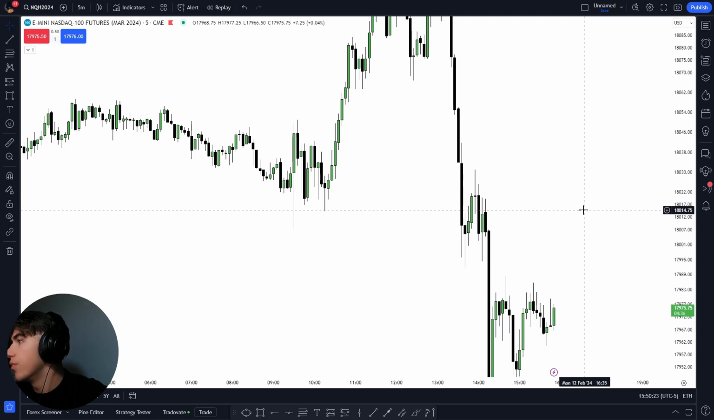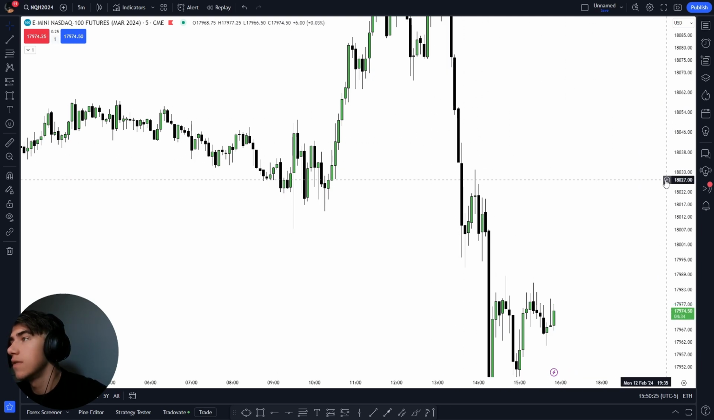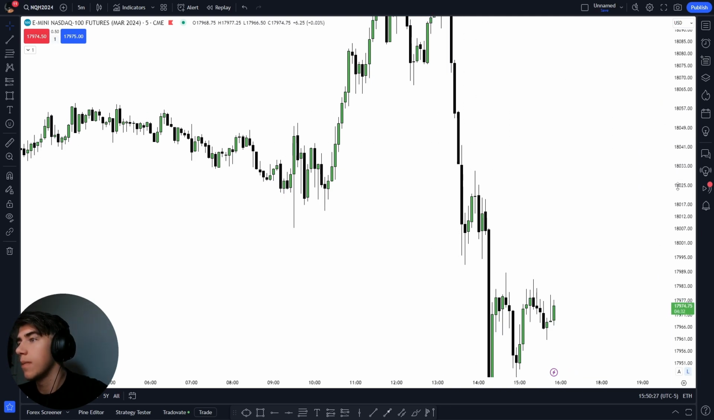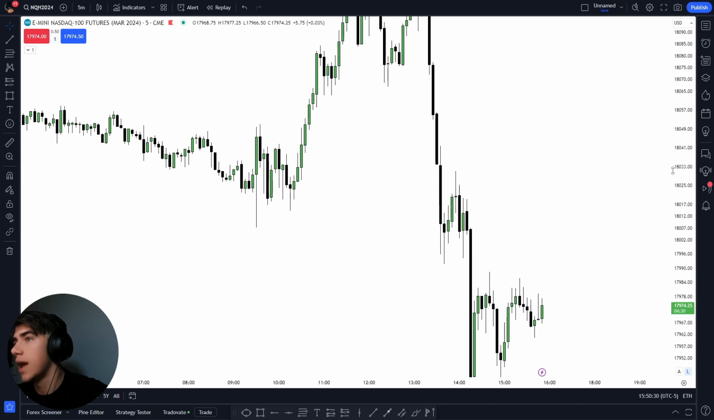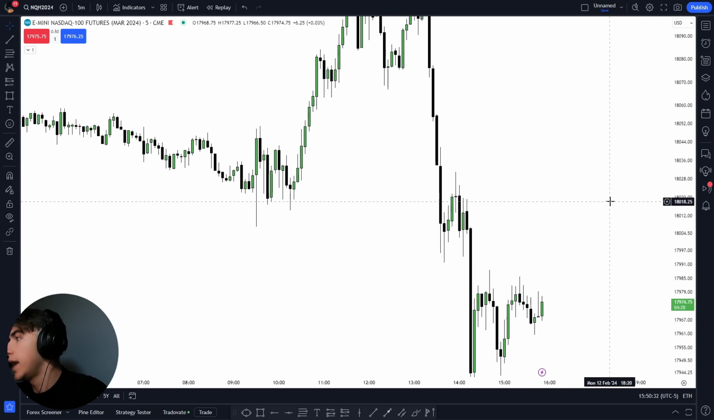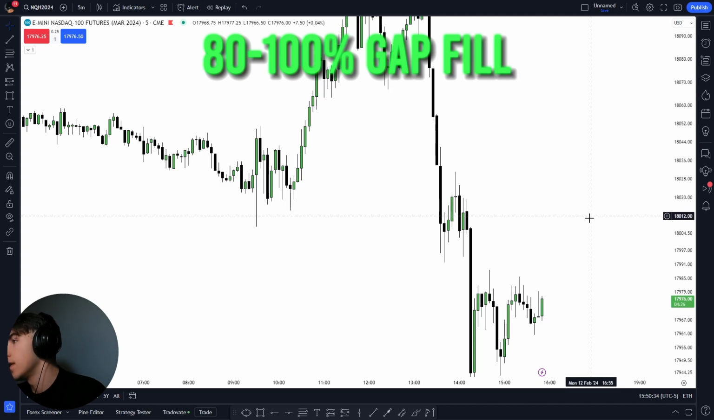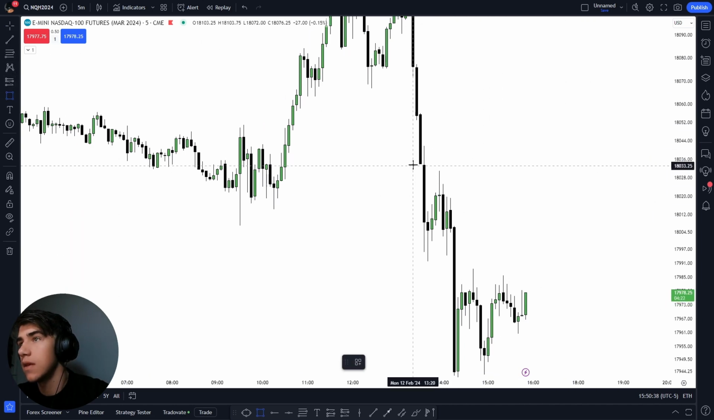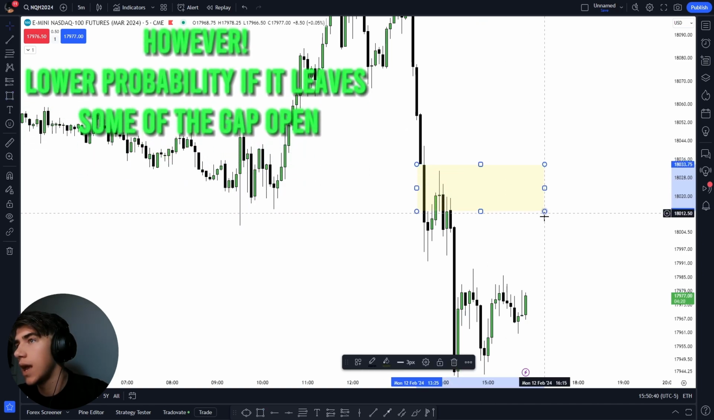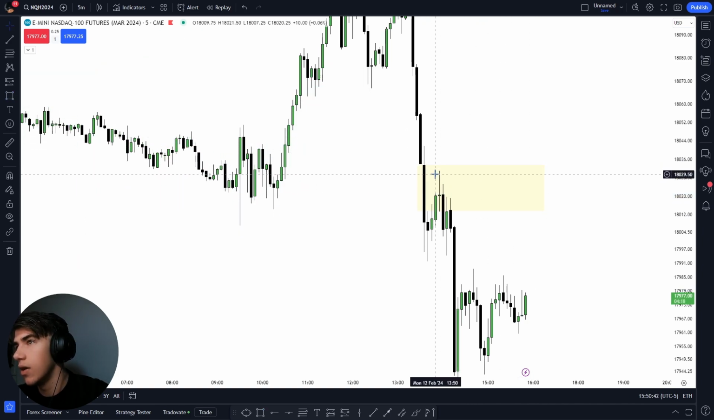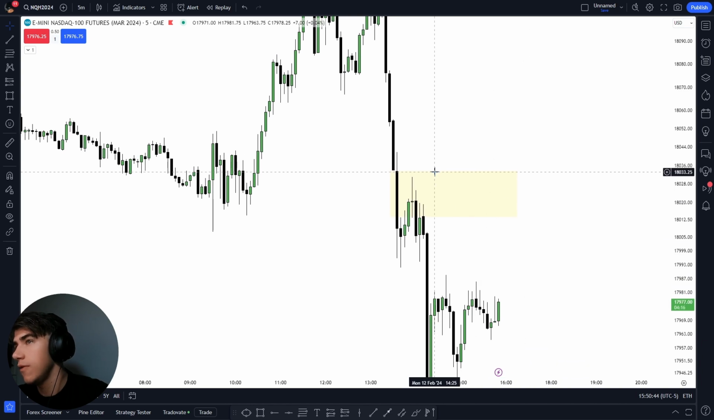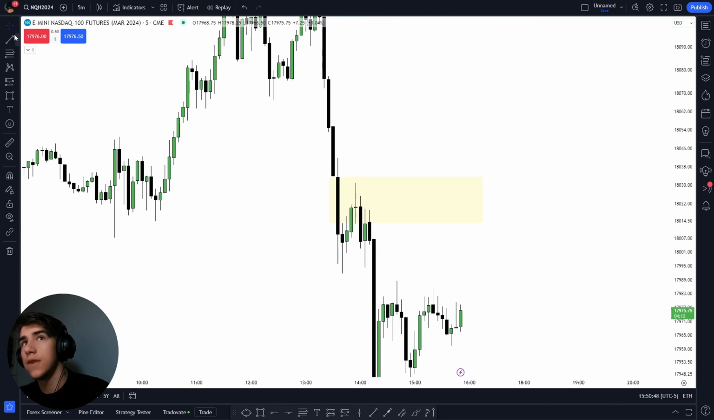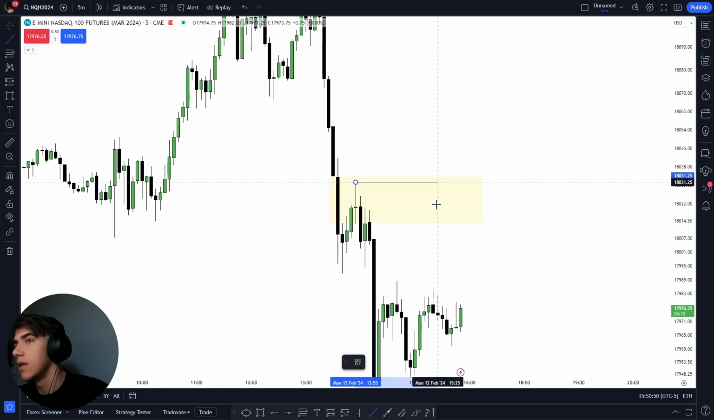Now, a general rule that I use with these intermediate term highs and intermediate term lows is that it just has to fill 80 to 100% of the gap. So right here, we have a perfect example, right? This is something that I would identify as an intermediate term high. I know it didn't fill it, but it probably filled 95% of this whole gap, right? So this, in my opinion, is an intermediate term high.